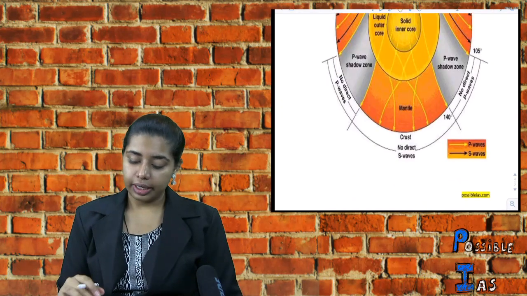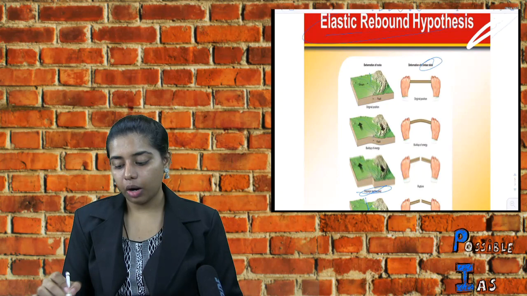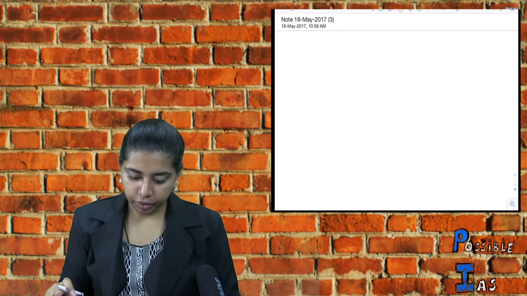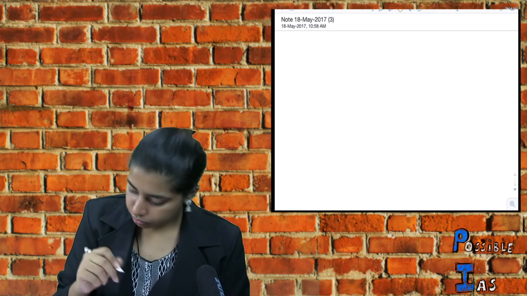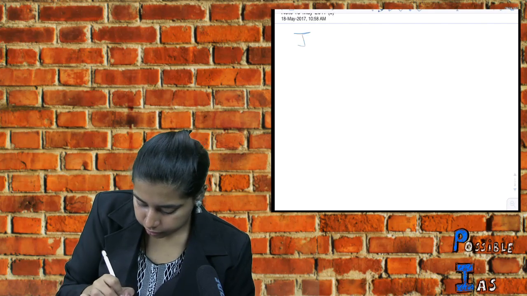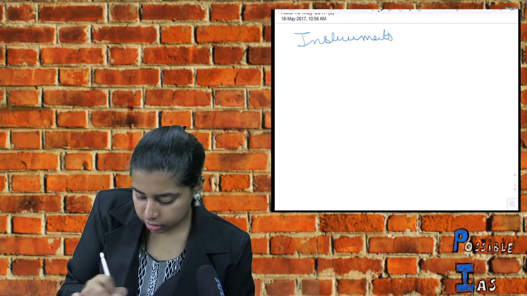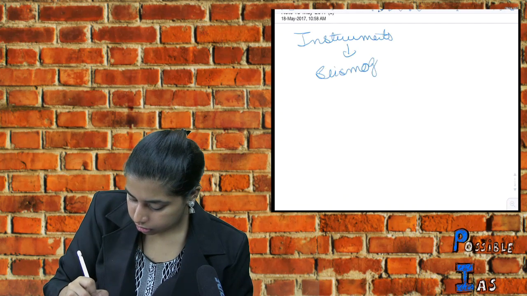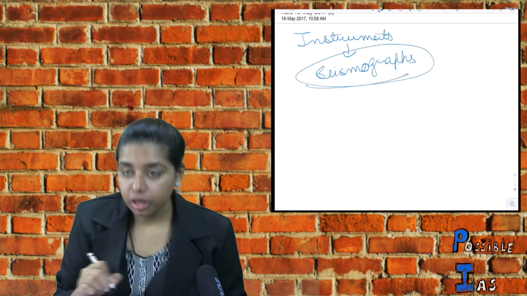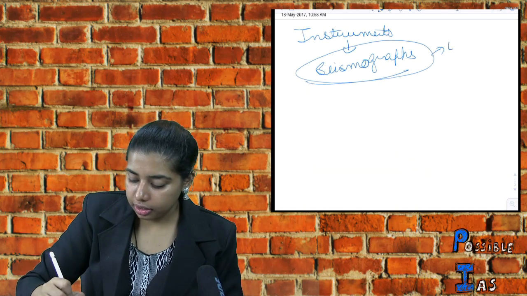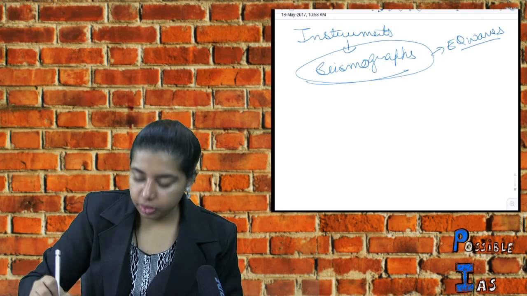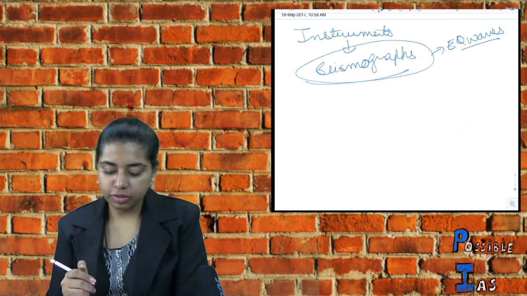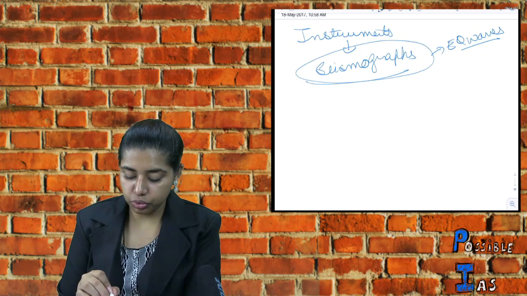So now, how do scientists know about this earthquake, and how do they study the earthquake? So for that, there are instruments which are called seismographs. Okay, so these are the instruments which are used to study the earthquake waves. Okay, so the earthquake energy travels like waves. So these are instruments which are used to study the earthquake waves.